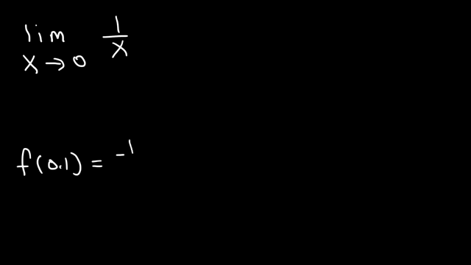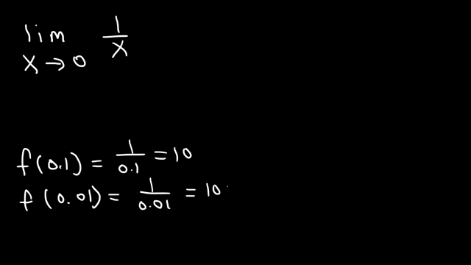Now, how can we evaluate this limit? What is the limit as x approaches 0 of 1 over x? Now, if we try to use direct substitution, 1 over 0 is undefined, so that's not going to work. Now, let's say we plug in a number that's close to 0, like 0.1. 1 over 0.1 is 10. And if we plug in 0.01, 1 over 0.01 is 100. Notice that as x approaches 0 from the right side, it's getting larger and larger and larger.